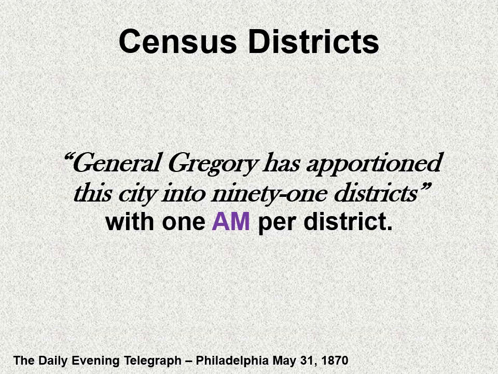Quote, "General Gregory has apportioned this city into 91 districts with 1 AM per district." This is from a May 31st, 1870 article. The next day was count day. If a person was alive on that day, then they should have been counted. Marshal Gregory oversaw the 1870 Philly counts, both of them, and hired the AMs. I counted 91 AMs in a newspaper article on the first count hires, but the census films show 92 districts, so I'm not sure what the anomaly there is.